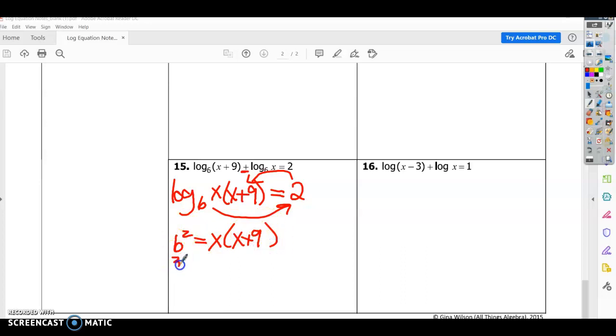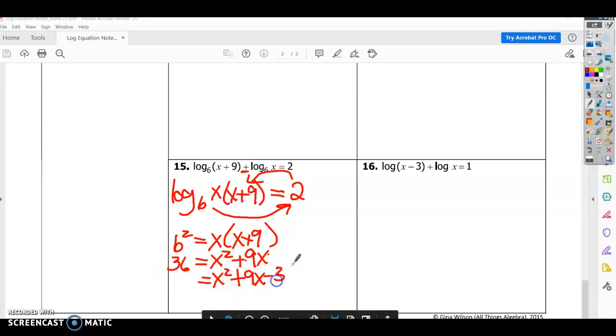And then 6 squared is 36. And I'm going to have x times x is x squared plus 9x. Again, I'm going to set this equal to 0 and then solve. So if I set this equal to 0, I'm going to subtract 36 from the other side. So x squared plus 9x minus 36 equals 0.